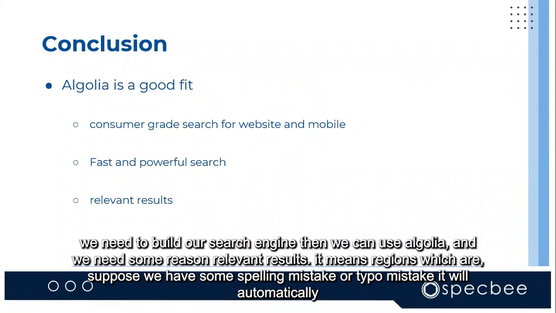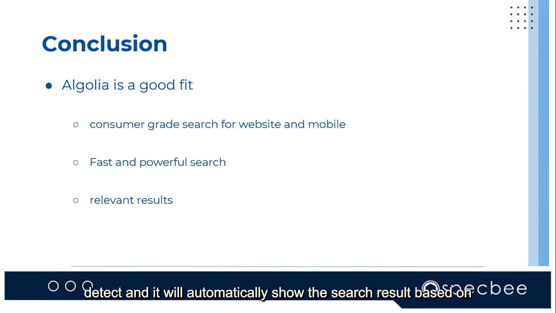Relevant results means, suppose we have some spelling mistake or we have typed something else, it will automatically detect and automatically show the search result based on what we have typed in our search bar.